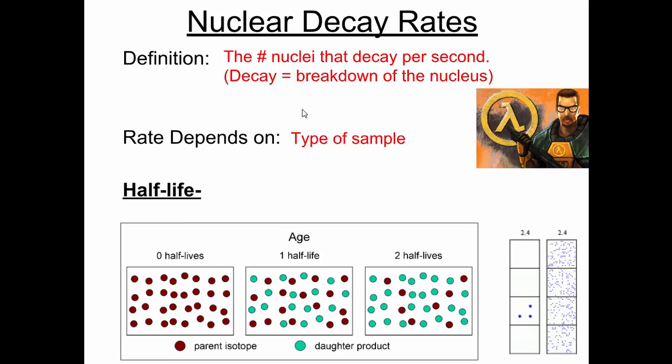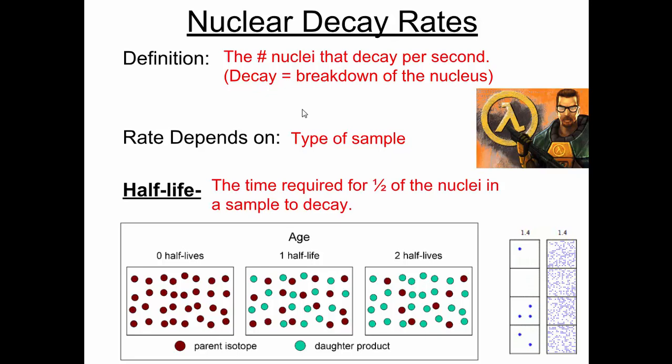So the term we're usually going to use to indicate how quickly a nucleus of an element will decay is called its half-life. The half-life of an element is how long it will take for half of the nuclei in the sample to break down, to decay.